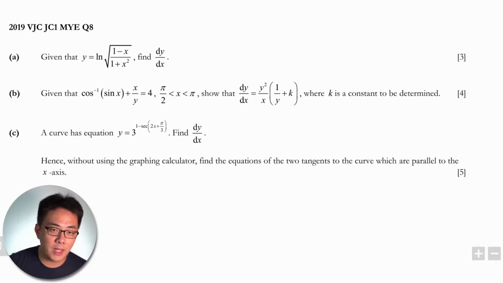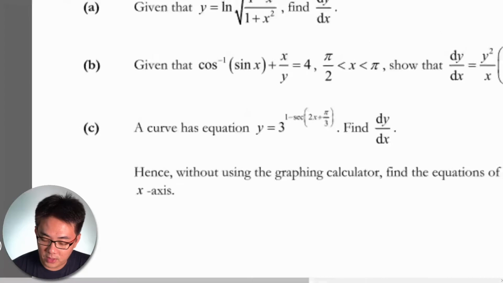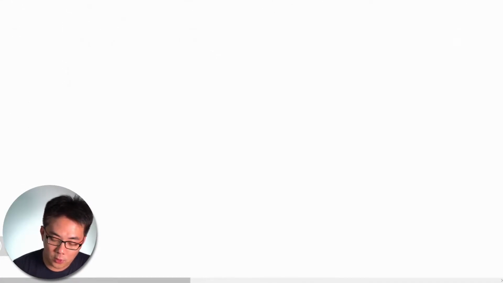For the first part, what students usually forget is to rearrange it first, and instead directly differentiate. That is something you need to take note of, especially for ln. It's easier if you just rearrange it.